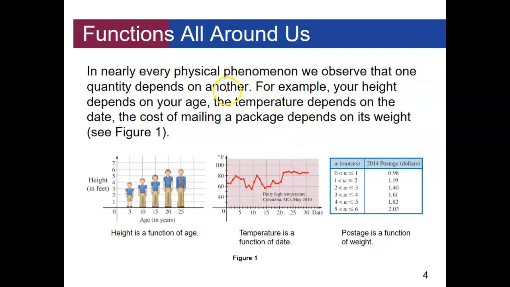In a lot of cases, we see where something depends on something else. So here we've got height is a function of age. So as people get older, their height gets more. So the height is depending on the age. So along the bottom here, we're going to have what's called our independent variables. And along the vertical axis, we're going to have our dependent variables because the height depends on the age.